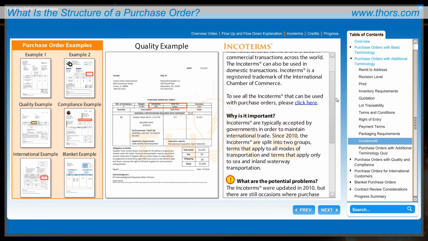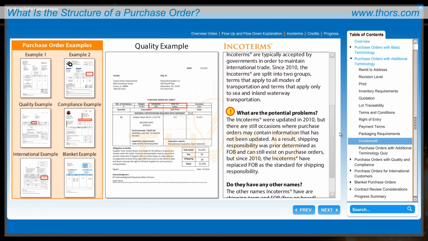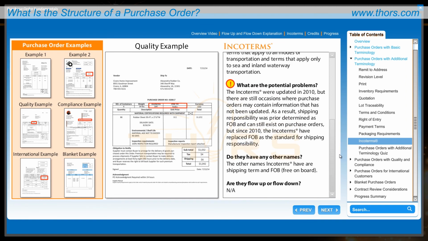What is it? Why is it important? What are the potential problems? Does it have any other names? And is it flow up or flow down?